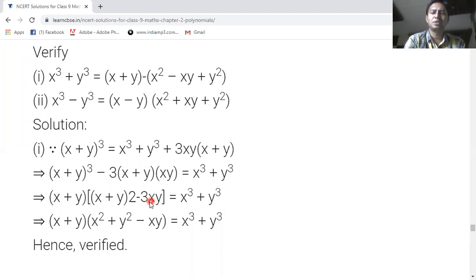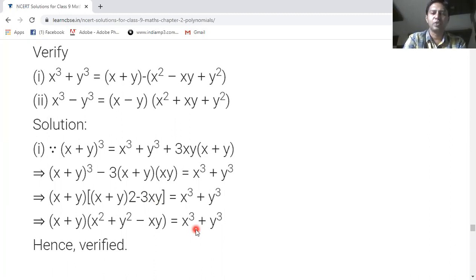We know that this (x plus y) whole square is nothing but x square plus y square plus 2xy, and minus 3xy outside the bracket. So while applying the identity of (x plus y) whole square, we'll get x square plus y square plus 2xy, and 2xy minus 3xy will give you minus xy. So we're left with (x plus y)(x square plus y square minus xy), which is equal to x cube plus y cube. Hence, verified. What else can we do? We can use the right hand side. We'll multiply this x into the bracket, then y into the bracket, and we'll get x cube plus y cube simply.